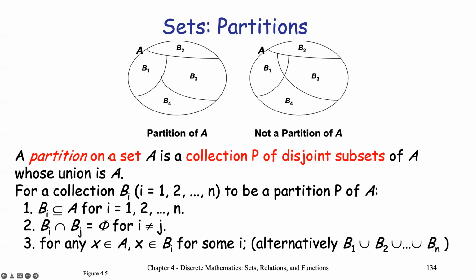A partition on a set A is a collection P of disjoint subsets. So if this is the totality of A, we have a lot of subsets, and we can definitely put that together. That's a concept that may end up being useful for us as we go forward in this class. Hopefully you'll find it useful.